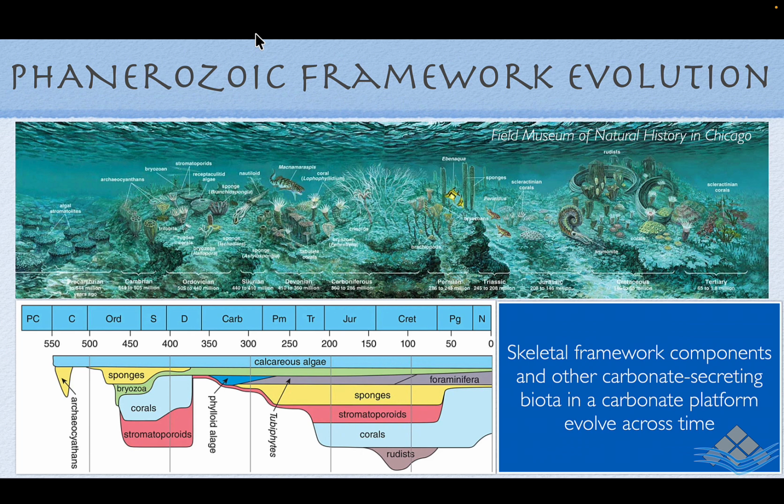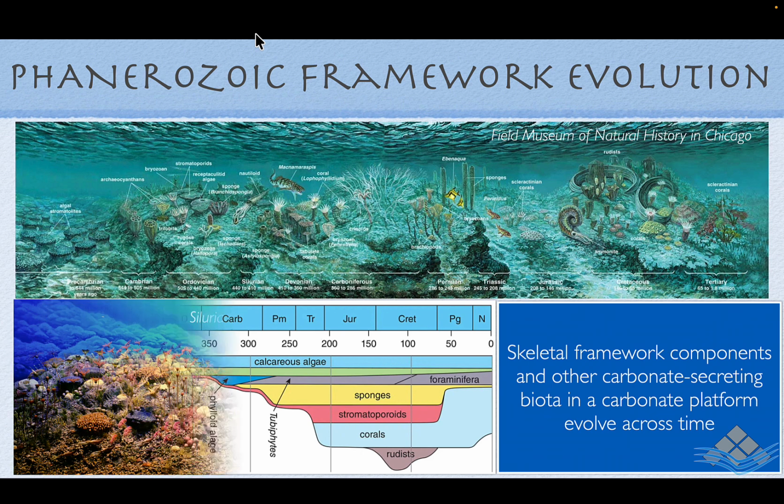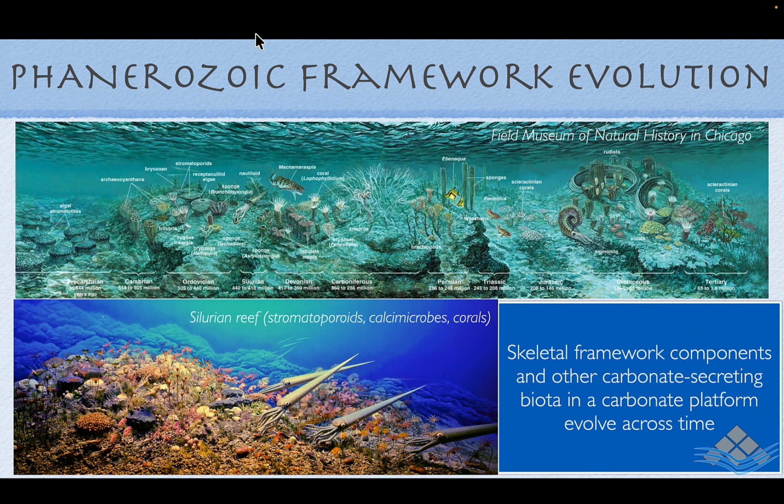But if we look at the general framework associations, if we look at the Silurian associations, we can see that we have a variety of stromatoporoids along with calcium microbes, which went extinct at the end of the Paleozoic, along with tabulate and rugose corals. One of the main predators at that time were the orthoconic nautiloid cephalopods, which as they jetted about the reefs were feeding on the trilobites, which went extinct in the Paleozoic, along with other prey.